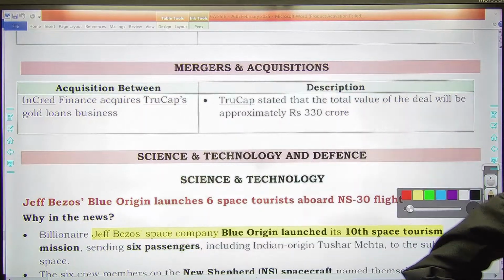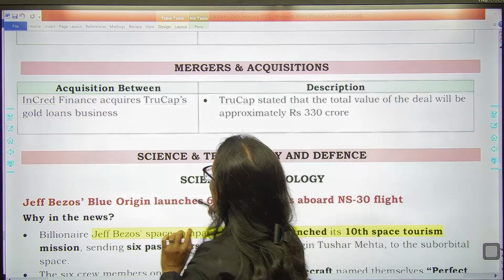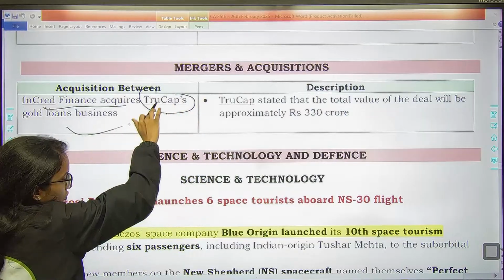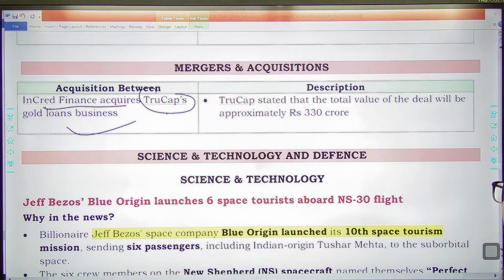TrueCap has stated that the total value of the deal will be 330 crores, in which InCred will be acquiring TrueCap's gold loan business. InCred will now be acquiring the gold loan business of TrueCap.